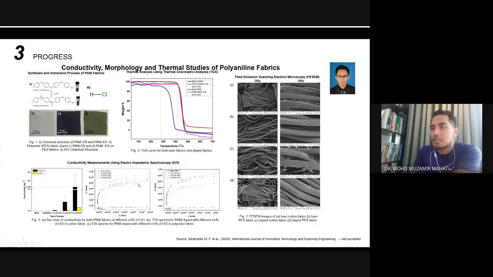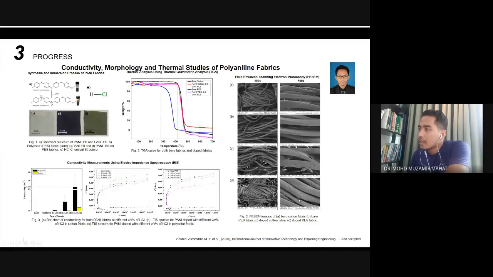Okay, some measurement on the conductivity, a different approach, but this data can be read as this one. This is actually the raw data and then converted into this graph. Before I touch on the thermal analysis, if you see this, these are the scanning electron microscope images that we have captured. A is the bare cotton, B is the bare polyester fabrics, C is the doped cotton, D is the polyester fabrics. Awak nampak tak?